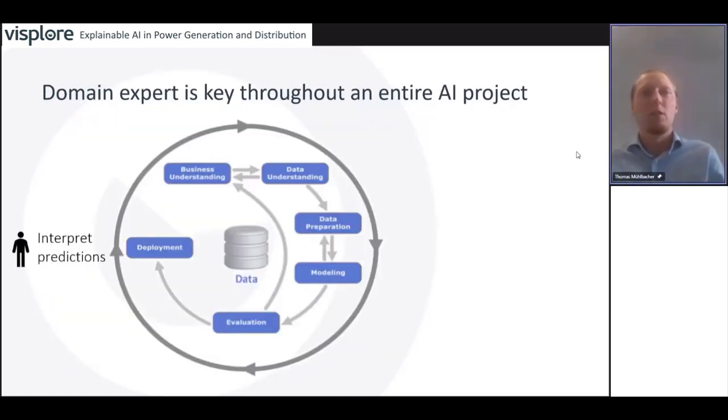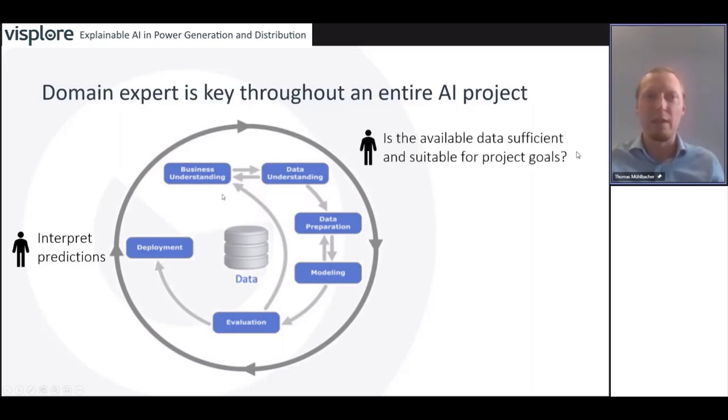All right. So now if you look at a typical AI project, this interpreting of predictions is actually quite late in the life cycle, mainly after deploying a solution. But human input is actually not relevant only then, but throughout the entire life cycle of an AI project, which is shown here using the CRISP-DM process.